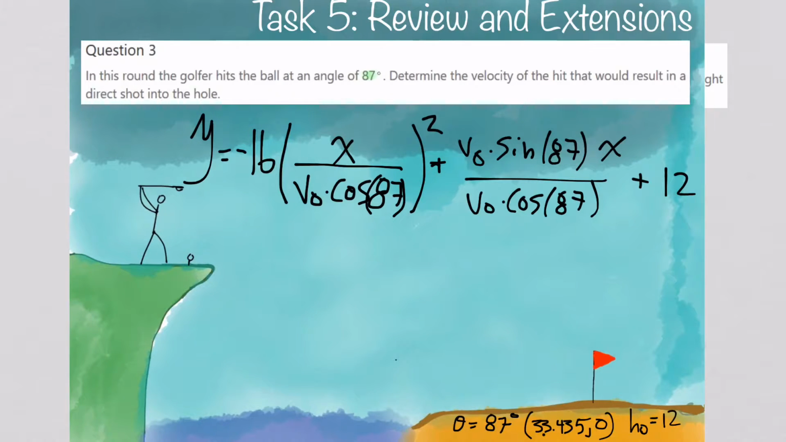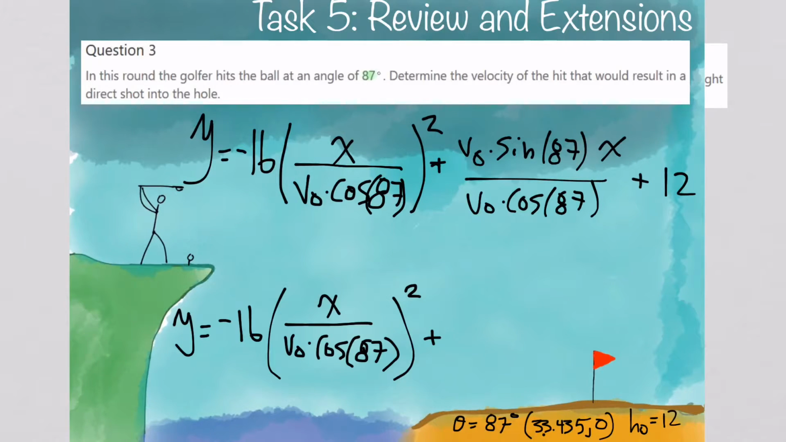At this stage of things, we have accomplished what we set out to accomplish. We've eliminated the parameter. There's no longer a t in this equation. But this is a little messy, and we can simplify it a little bit more. Notice in our middle term, we have v naught over v naught, which will eliminate each other. v naught divided by v naught is simply 1.